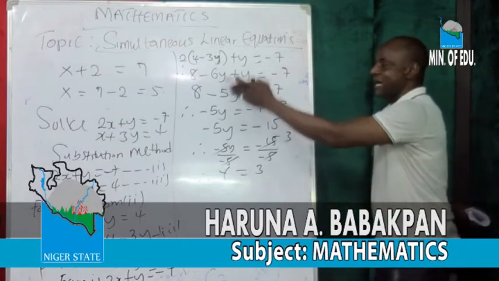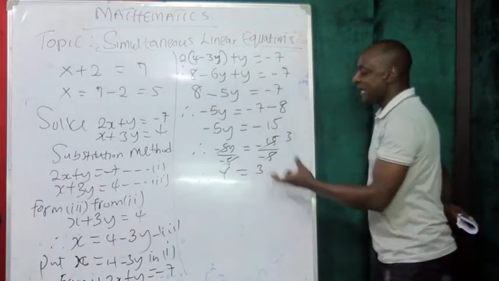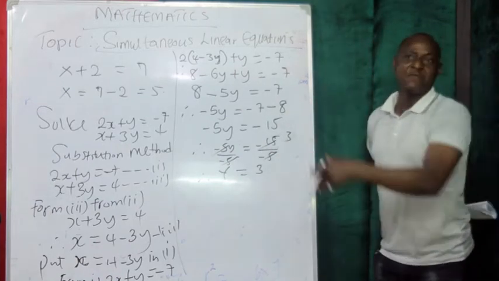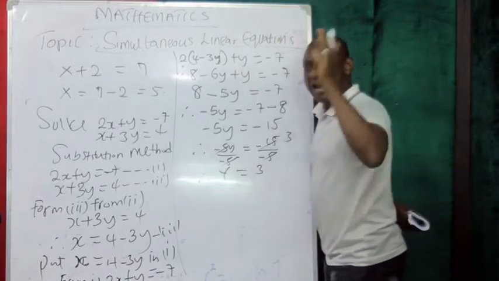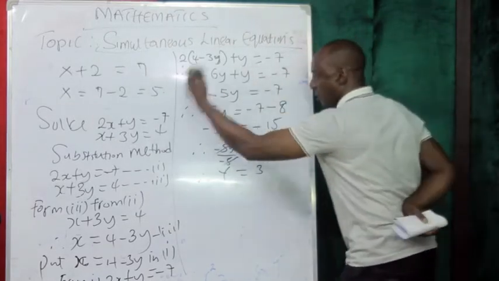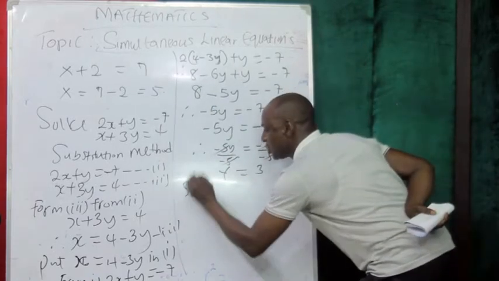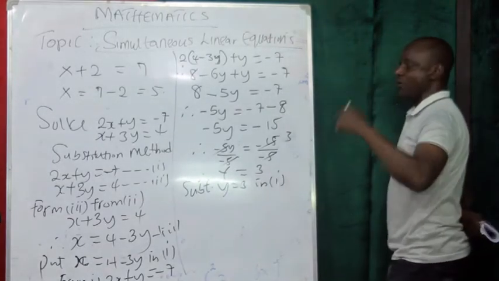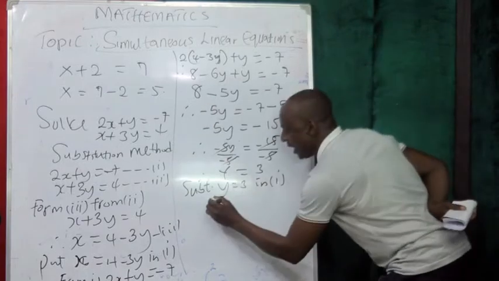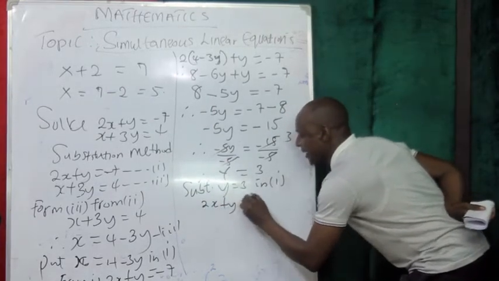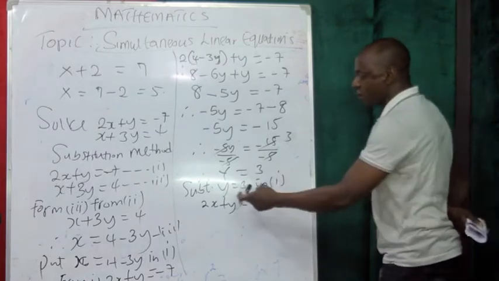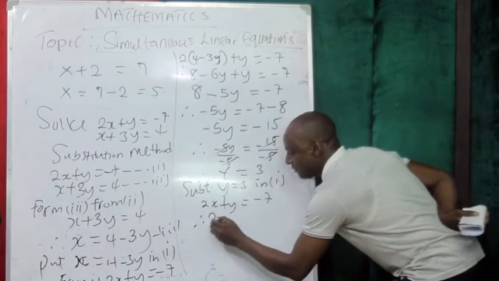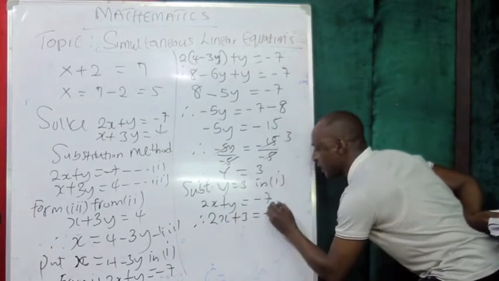To obtain your x now, you go back to the equation. You can get the value of x by substituting y equals 3 into any of the equations, not necessarily equation 1 or 2. Any of them can serve. So let me use equation 1. I will now say substitute y equals 3 in 1, meaning in equation 1. So bringing your equation 1, you have 2x plus y equals negative 7. So anywhere you see y in this equation 1, you substitute it by 3. So therefore, you have 2x plus 3 equals negative 7.